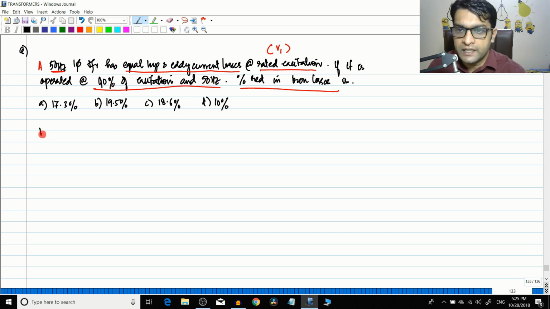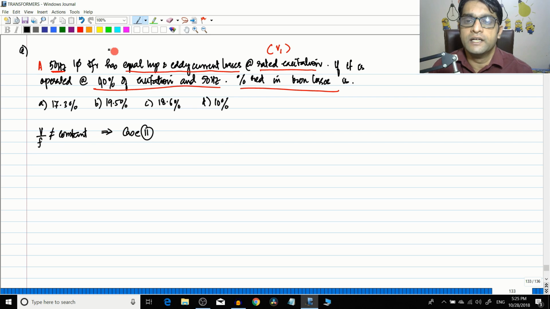So clearly here the V by F ratio is not constant, right? In the first case it is V1 by 50, in the second case it is 0.9 V1 by 50. Naturally these ratios are not the same, so this is not constant. That means this is coming under case 2 of the problem. So this entire problem will come under case 2.